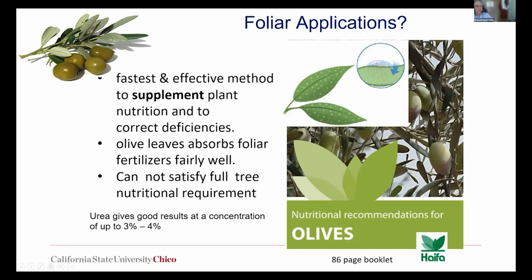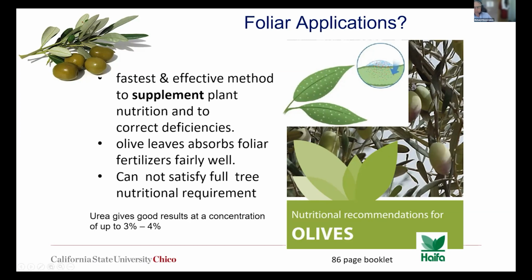But they can come in handy, particularly like this year where we have a very wet, cold year. Putting on a foliar application may be useful because not a lot of root uptake is occurring because of the cold, wet weather. In terms of urea, it gives good results at a concentration of 3 to 4%.